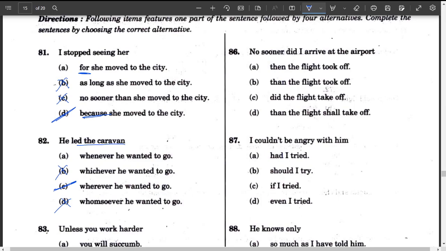Next, no sooner did they arrive at the airport, dash the flight took off. No sooner is followed by than. Not then, not did. So than the flight took off. Not shall take off. Than the flight took off. Next, I couldn't be angry with him.